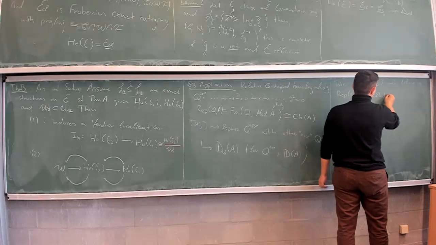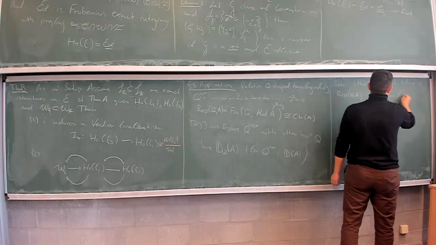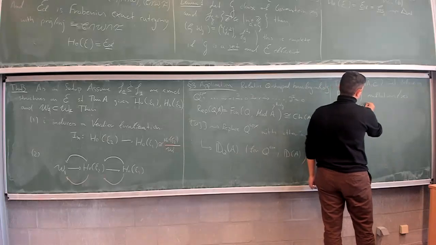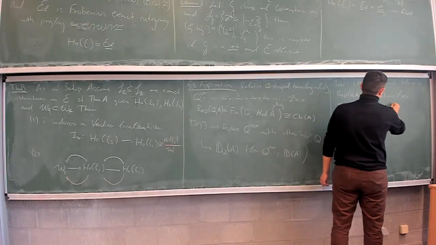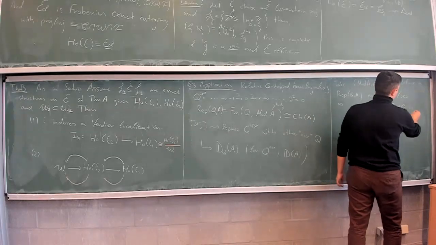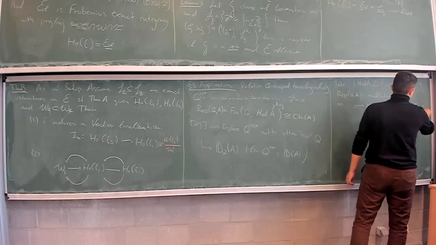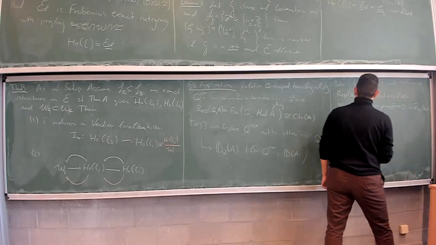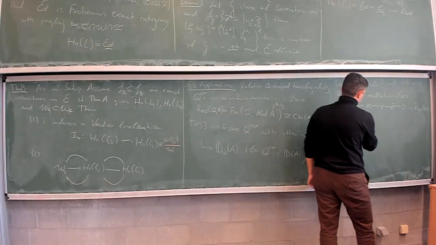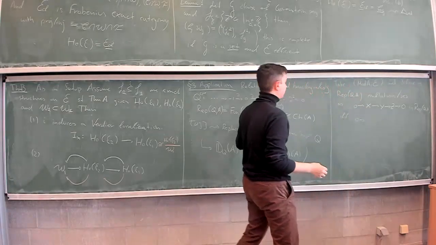Conflations of short exact sequences are as follows. So you have a short exact sequence in rep Q comma A if and only if... Now these are functors, okay?